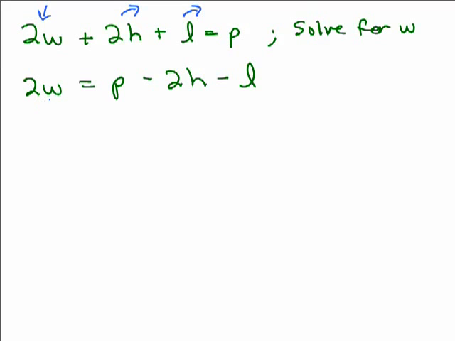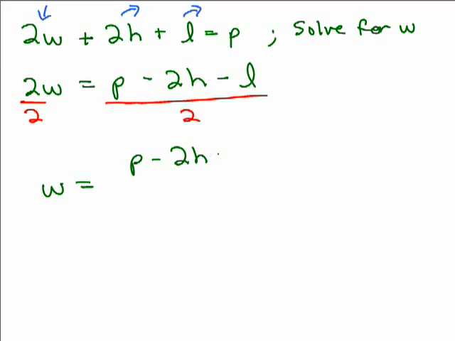If this was 2W equals like 8, for instance, you would just divide both sides by 2. And you're going to do the same thing here. You're going to divide both sides by 2. But you've got this whole side to divide by 2. So you have to put the whole thing over 2. So we have W equals P minus 2H minus L all over 2.